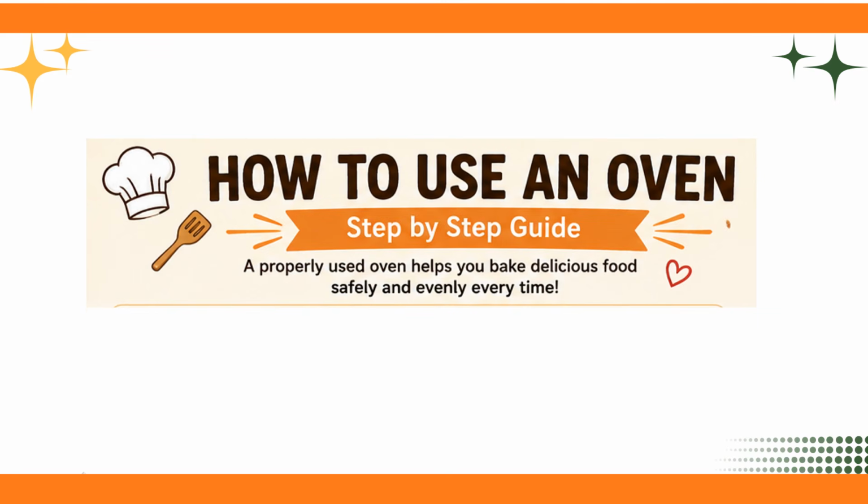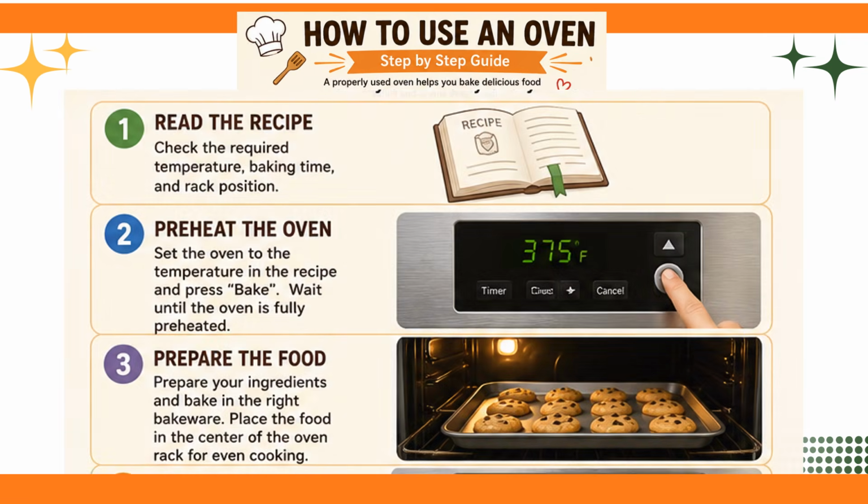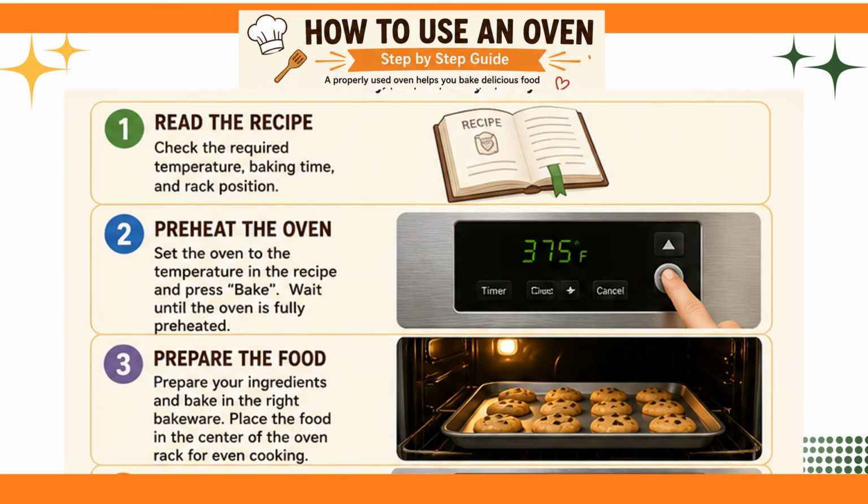Step-by-step guide on how to use an oven. A properly used oven helps you bake delicious food safely and evenly every time. 1. Read the recipe. Check the required temperature, baking time, and rack position. 2. Preheat the oven. Set the oven to the temperature in the recipe and press bake. Wait until the oven is fully preheated, about 10 to 15 minutes.